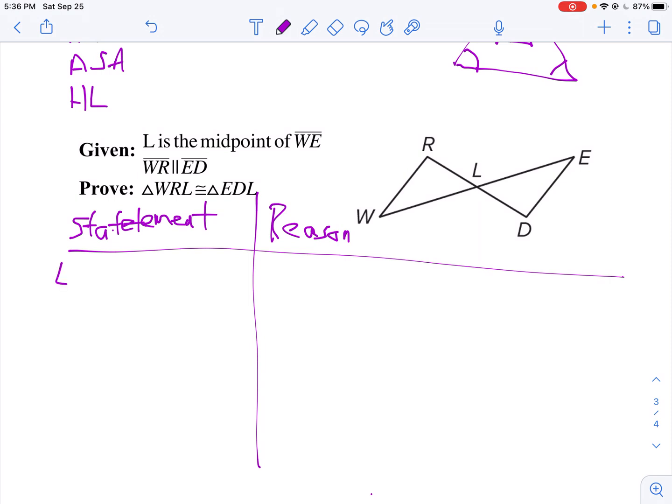So we're going to start. L is the midpoint of segment WE.